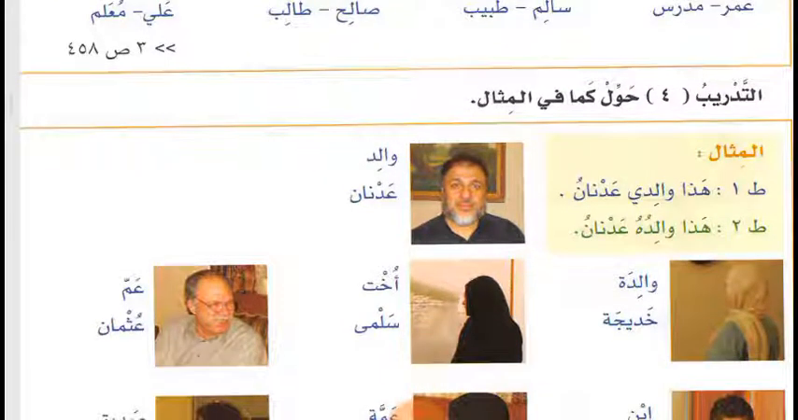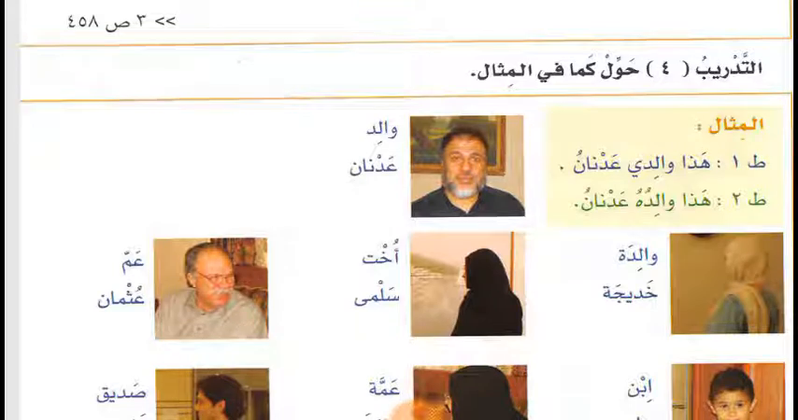Okay, then we have the fourth exercise. Change as done in the example. First, the student will say, هذا والدي عدنان, this is my father Adnan. Then the second student will tell us, هذا والده عدنان, this is his father Adnan. So ya means mine and hu means his. والدي, my father, والده, his father. So now introduce your mother.